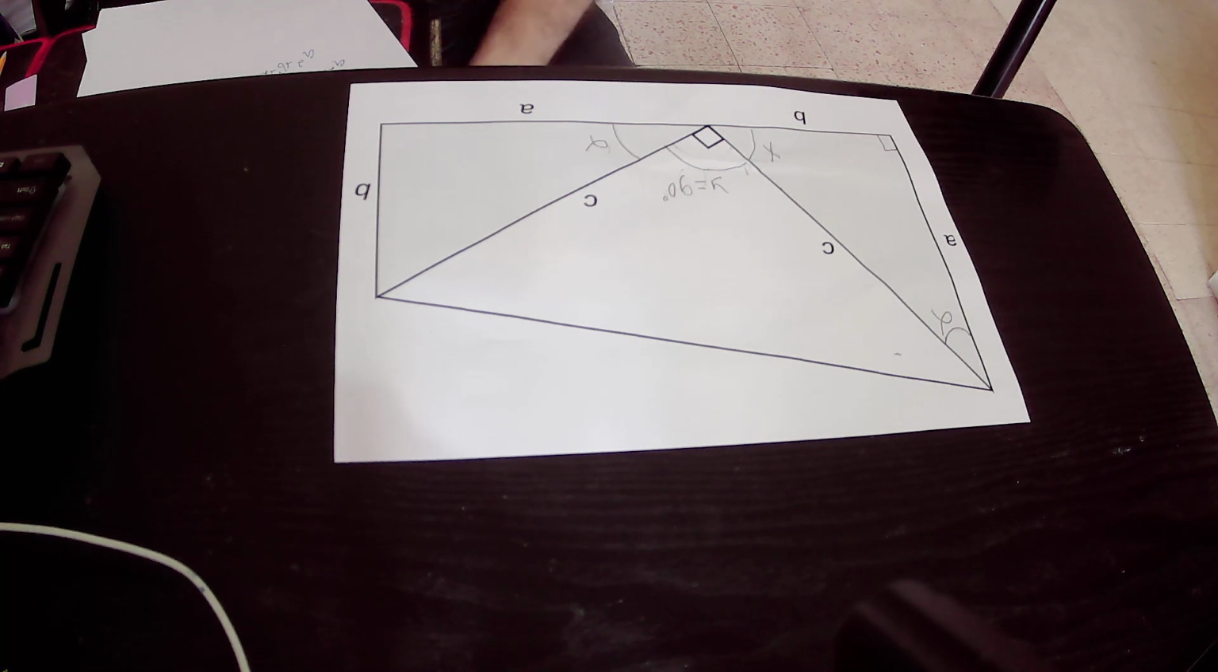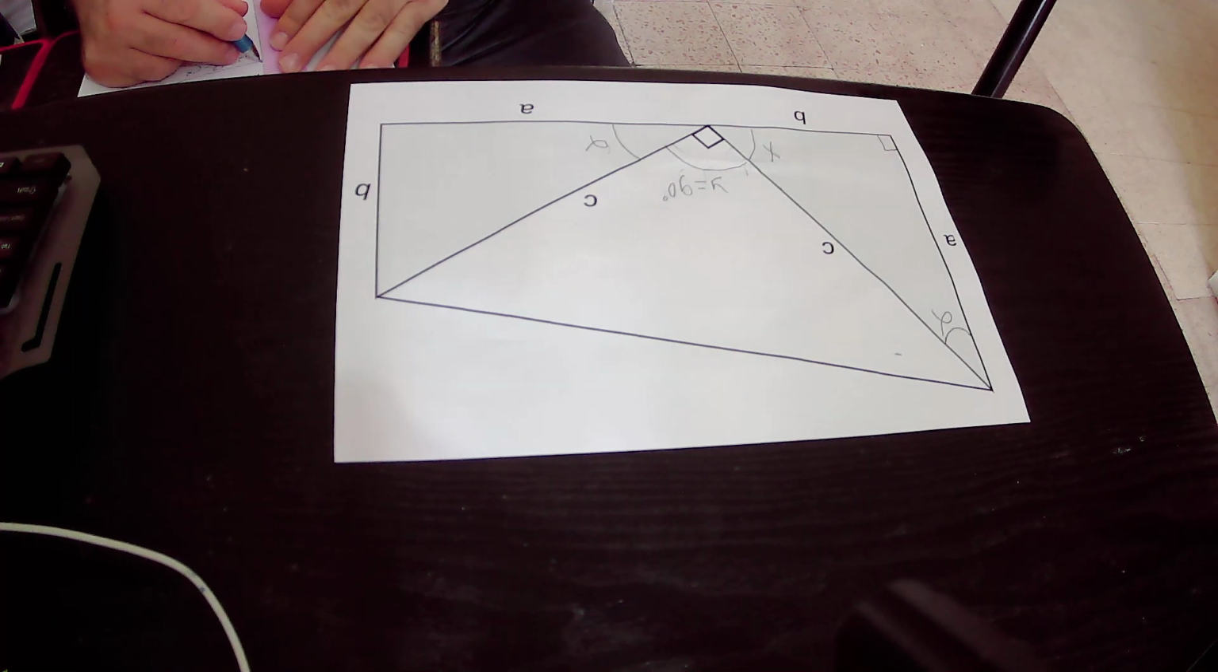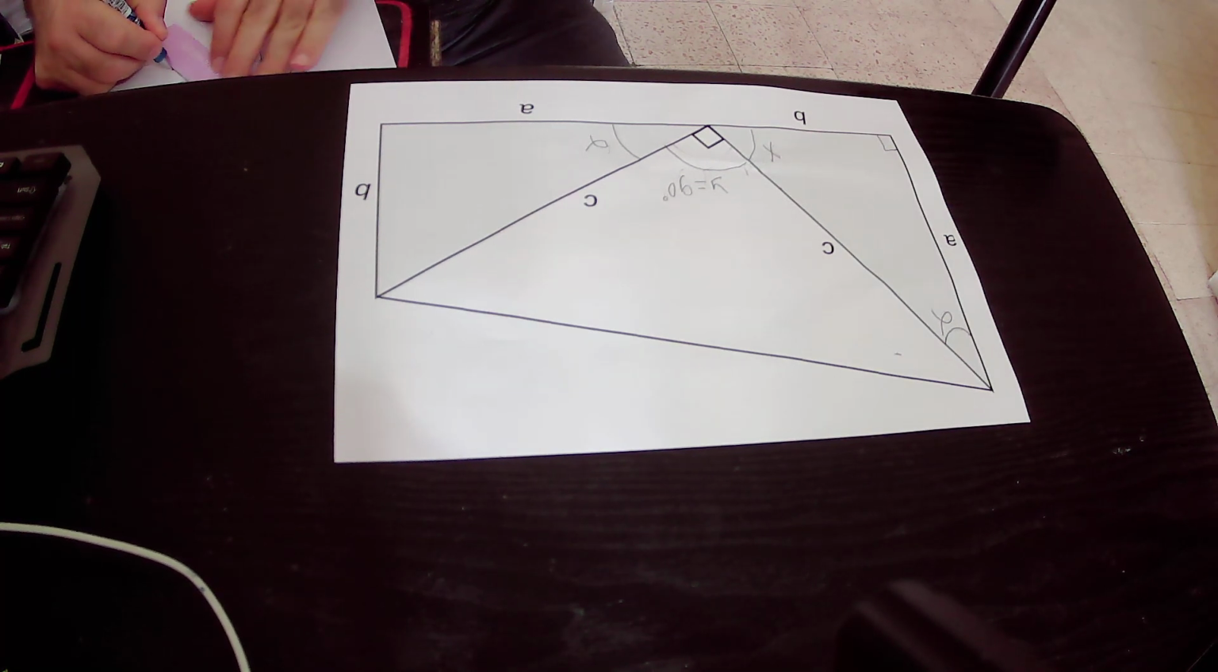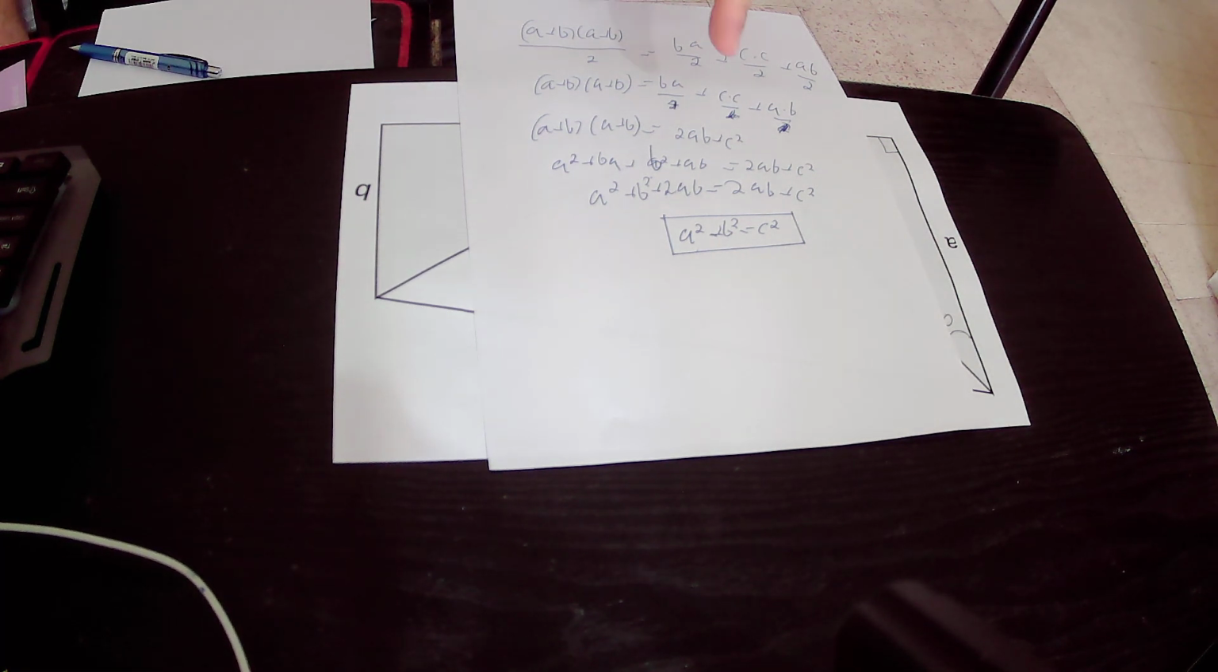So we can subtract 2AB from both sides of the equation, and then we will get that the final result is that A squared plus B squared equals C squared, or in other words, the square of the hypotenuse equals the sum of the squares of the perpendiculars. Okay, so that's what we wanted to prove.